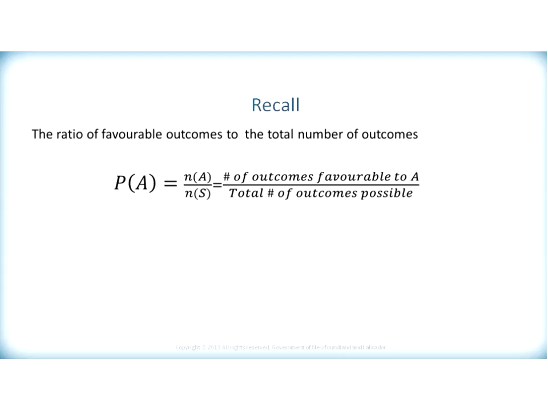Recall, the ratio of favorable outcomes to the total number of outcomes is probability. So we have to put what we want, the outcomes that are favorable to event A, over the total number of outcomes possible.